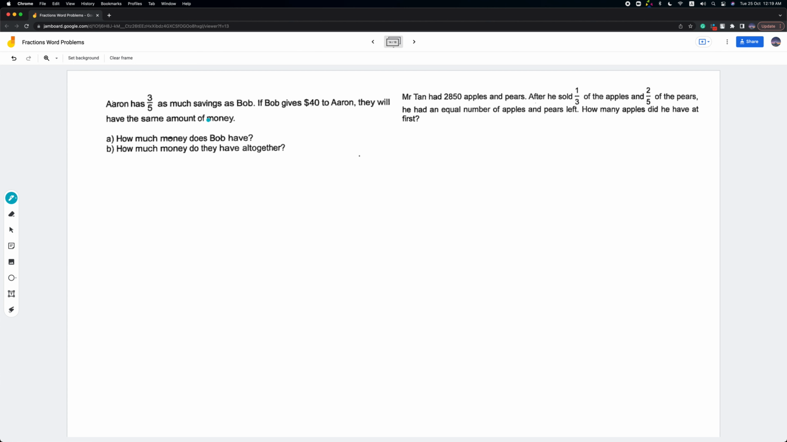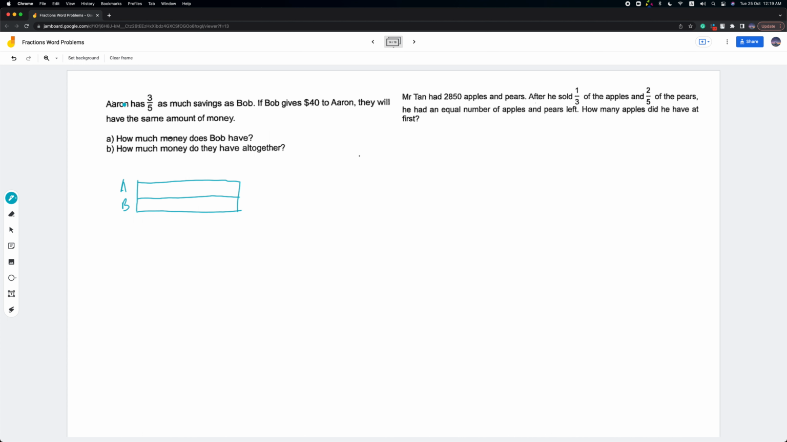Okay, next question. Aaron has 3/5 as much savings as Bob. If Bob gives $40 to Aaron, they will have the same amount of money. So this is something that is quite common, and I call this equal beginning, equal ending question. So my students, they are familiar with the terms equal ending, equal beginning. So when we have equal ending or equal beginning, I usually prefer to draw when they are equal.